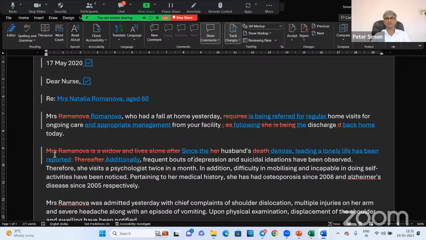frequent bouts of depression and suicidal ideations have been observed. By whom? Who observed? You observed. You will not definitely be with her always, no? So if they are not observed here, noticed or notified or informed, you can use like that. So additionally, frequent bouts of depression and suicidal ideations have been notified. She told you, otherwise you will not know.